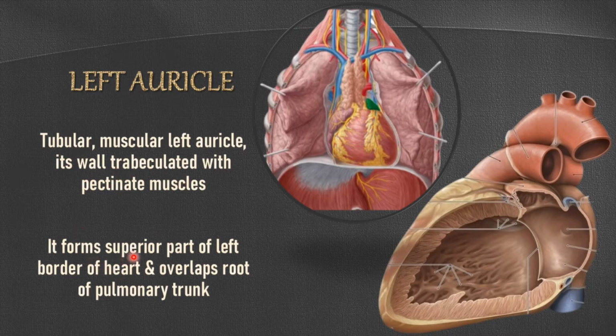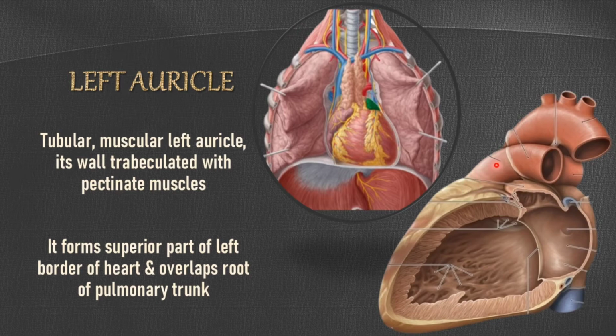It forms the superior part of the left border of the heart and overlaps the root of the pulmonary trunk. Now this is the right border of the heart, this one. This is the left border of the heart. This green is the left auricle. So you can see the superior part of the left border is formed by the left auricle. And the left auricle also overlaps the root of the pulmonary trunk.